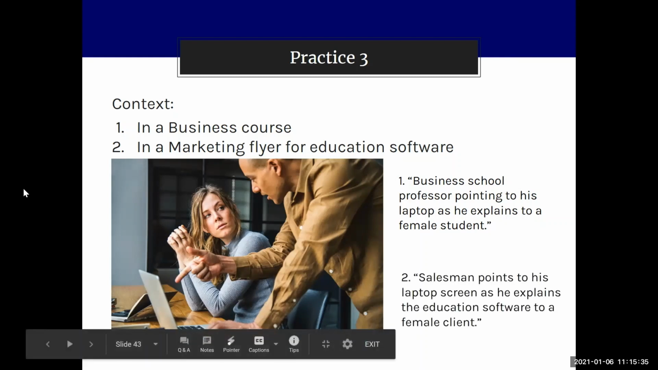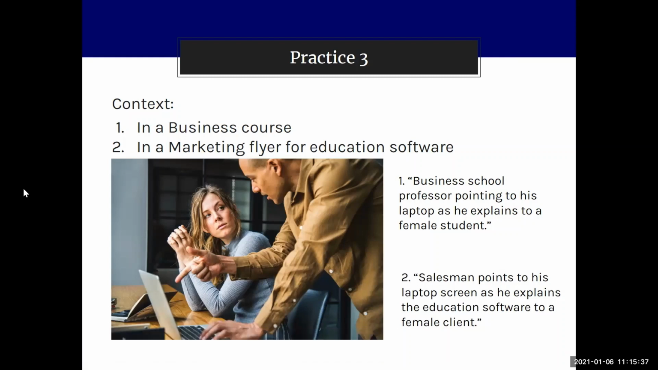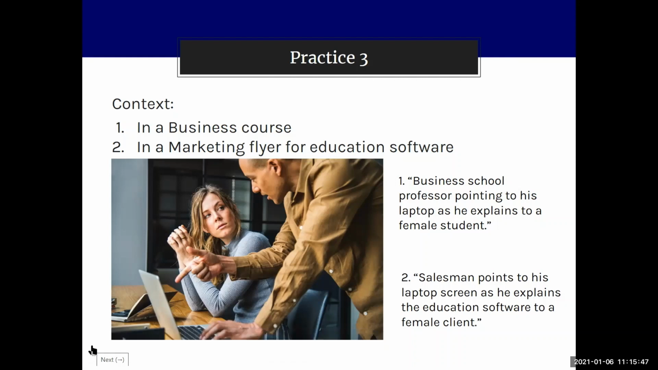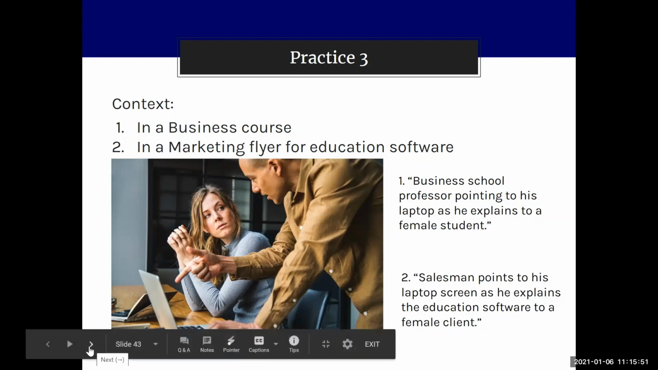If this was a marketing flyer, you can say salesman points to his laptop screen as he explains the education software to a female client. So that's just an example of how different images are described differently depending on the situation.